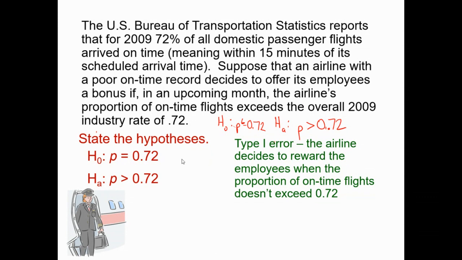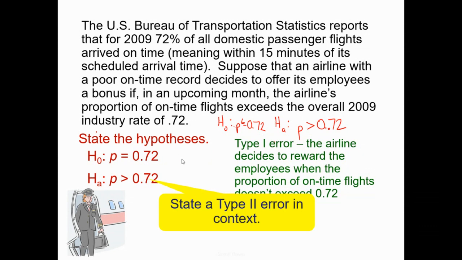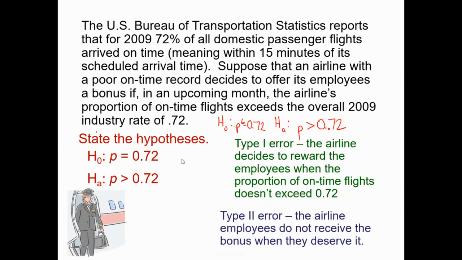What would a type 2 error be in the context of the problem? We don't get the bonus, but they should. That's right. Type 2 error is when they do not receive the bonus, but they deserve it. So that's when they got it right, but they still didn't give them one. Okay.